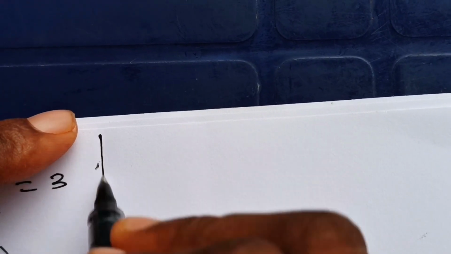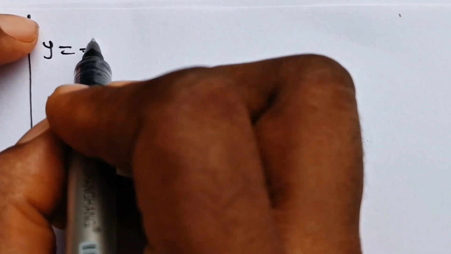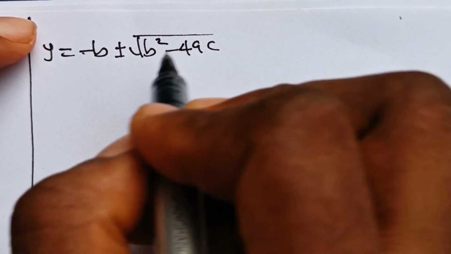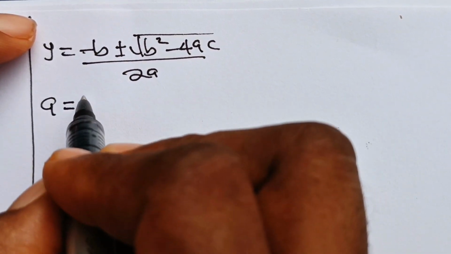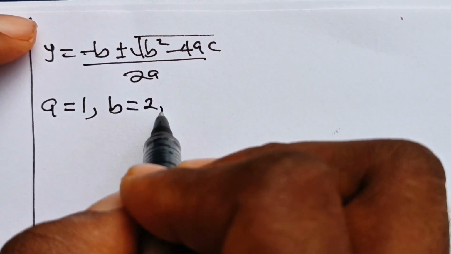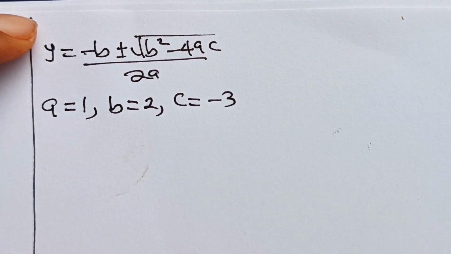Okay, all right, permit me to continue from here. Let me draw my line first. So let's continue. Now this is where we are, that our y is equal to minus b plus or minus square root of b squared minus 4ac, everything divided by 2a, and our a is equal to 1, our b is 2, and our c is minus 3.